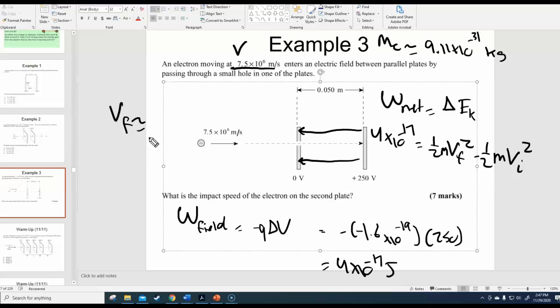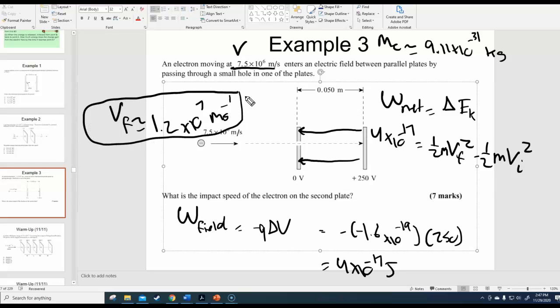Okay, and the value I get for V final is approximately 1.2 times 10 to the 7. Did I do that correctly? Yep. 1.2 times 10 to the 7 meters per second. Okay, so this electron has gained quite a bit of energy going between these plates. Okay, so hopefully that's the answer you got.